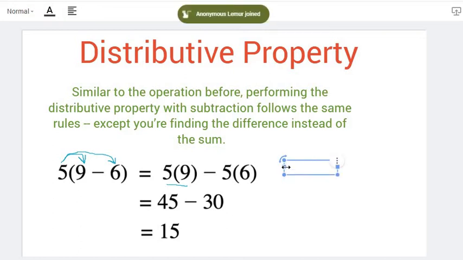So that's going to be, alright, 9 minus 6 gives you 3. So it's going to be 5 times 3, which gives you 15. And you get back the same answer. So we know that the distributive property works.